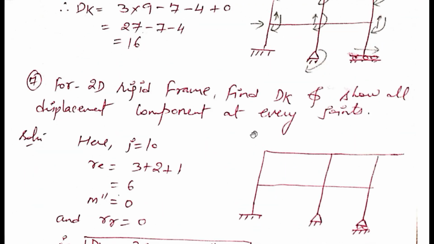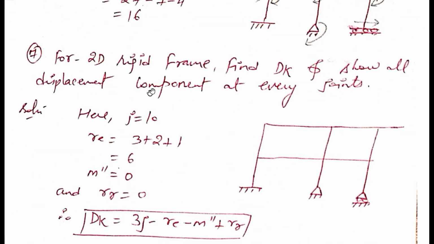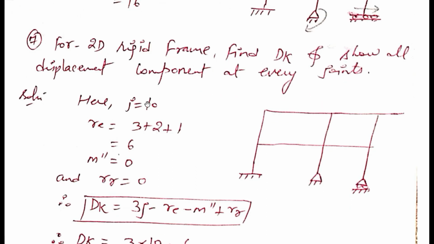Move on to the next and last question of this kinematic indeterminacy. So for 2D rigid frame, find the degree of kinematic indeterminacy and show all the displacement components at every joint. Okay, so here number of joints is equal to 10. 1, 2, 3, 4, 5, 6, 7, 8, 9, and 10. This is your unsupported joint.